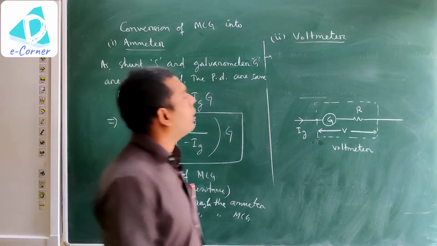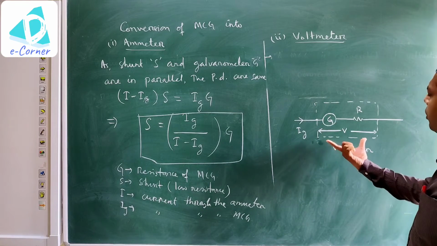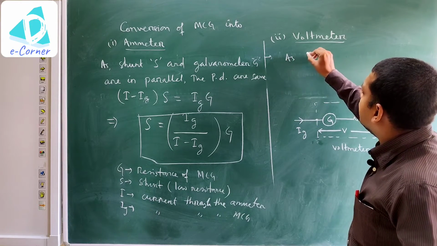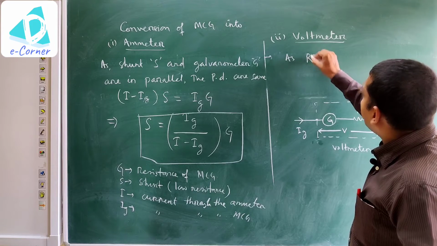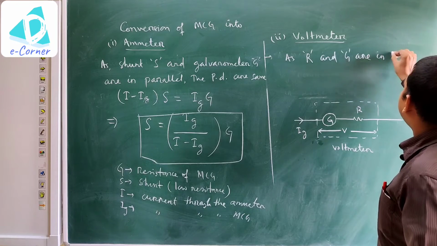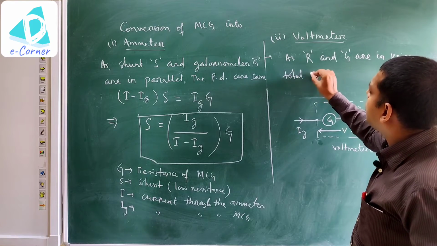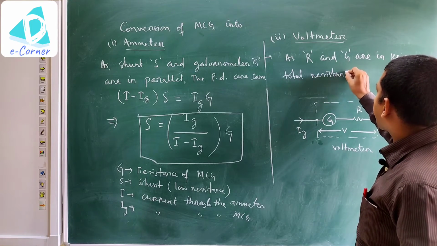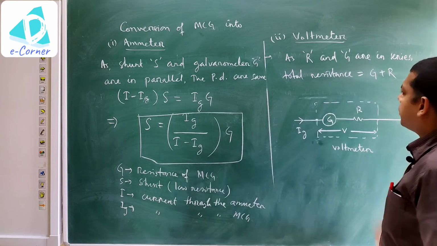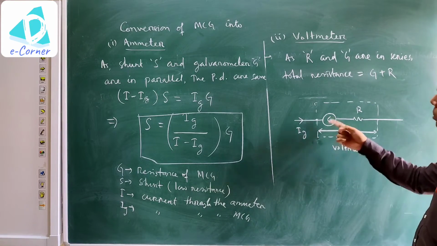Next, come to the voltmeter. So in the case of voltmeter, this is the V. As G and R are in series, the total resistance is equal to G plus R, or R plus G. Yes or no? And this is the V. So what is the value of current? Current I is equal to V by R.